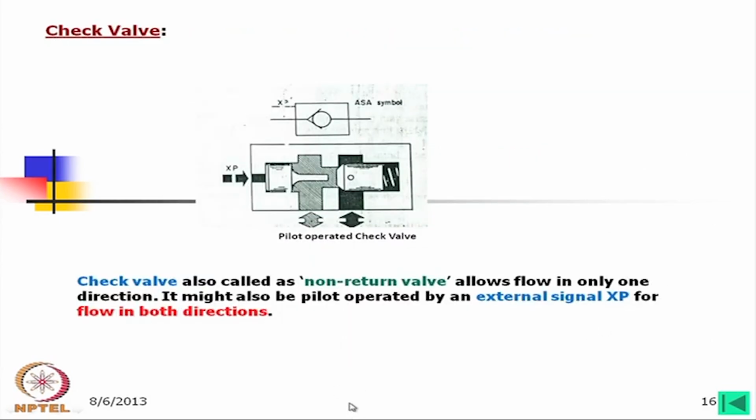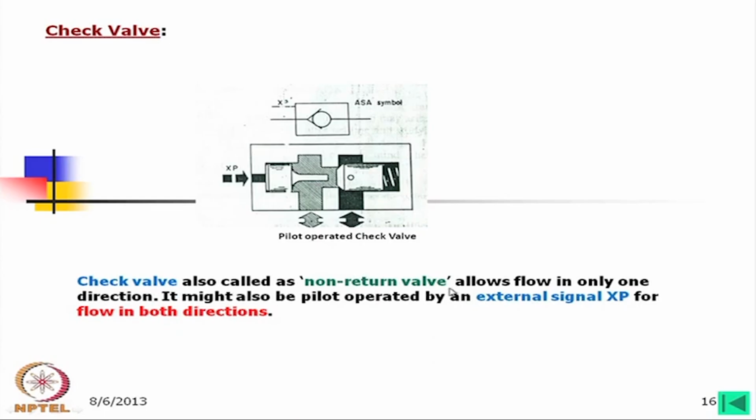Now, the check valve I have already described. Here a simple mechanism is there. This is the main poppet of the check valve. Now, the flow can go like this. If the flow is going like this, it will not be able to go in any direction. Whereas, if the oil is going from this, then it can blow this one and this oil will go out.